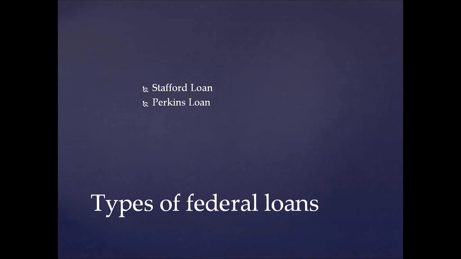Another kind of federal loan is the Perkins loan, which is available on the basis of financial need. The third major kind is the PLUS loan, and this is typically only available for graduate students, although if you have a parent with good credit to co-sign on this, then you can also be considered for a PLUS loan.